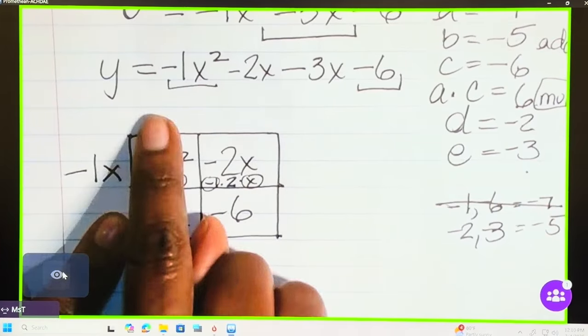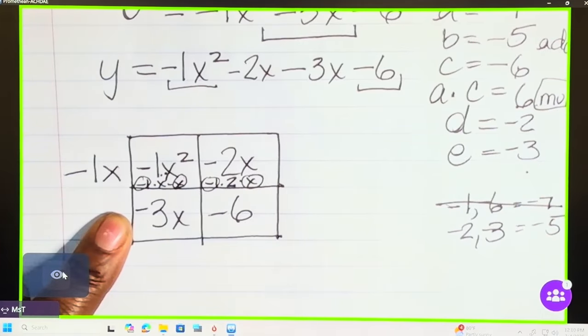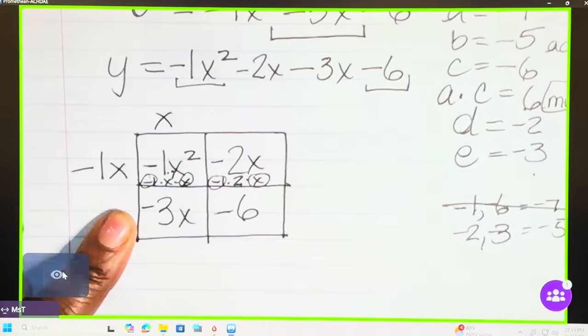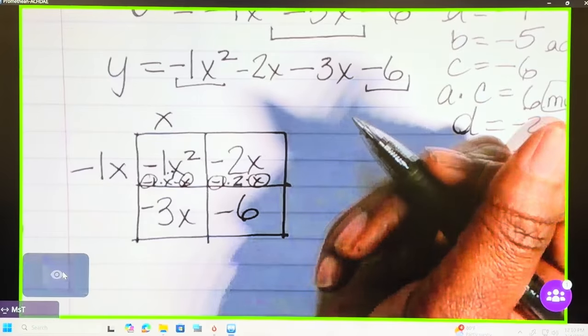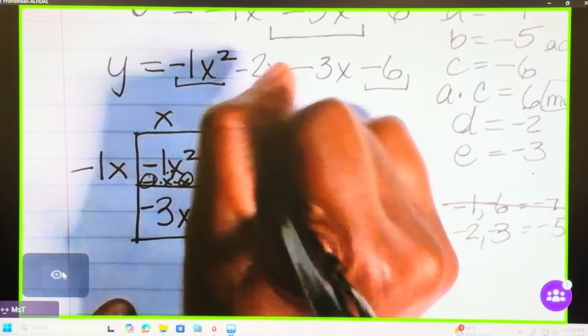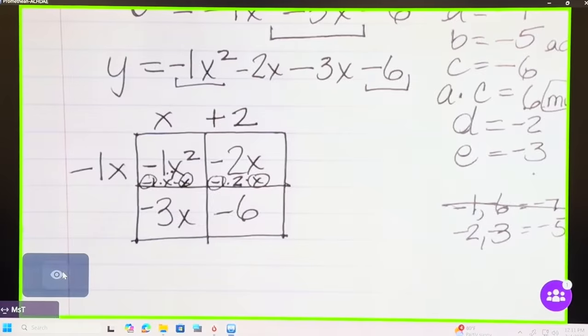What then do I have left? If I pulled out -1 and x, what do I have left? X. If I pulled out -1 and x here, what do I have left here? What kind of 2? Positive. Please write your plus signs if that's what you're pulling out, a +2.